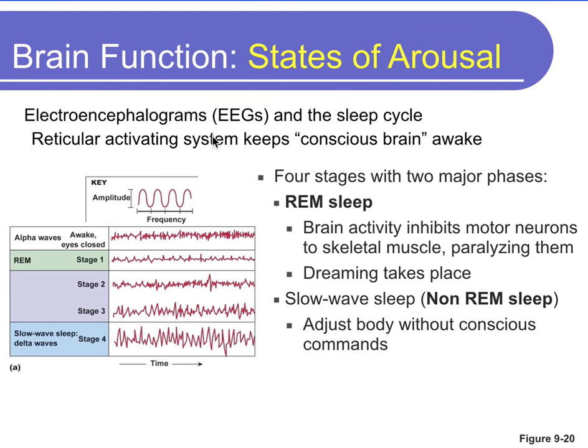And we can break down the stages of sleep into two major phases. We have our REM and our non-REM. REM stands for rapid eye movement. During REM sleep, this is actually where dreaming takes place. So this is when you're dreaming, but your body is essentially paralyzed. Your brain will actually inhibit motor neurons to skeletal muscles so that you don't act out your dreams. So when you see people dreaming, you'll see their eyes shifting around under their eyelids, but their body is not going to move. In non-REM sleep, this is where body movement takes place, and dreaming does not.